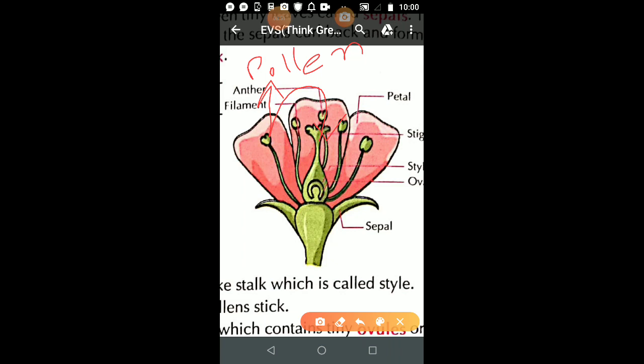What does it mean? You are sitting with your rough copy, draw a picture of a flowering plant and draw 4 or 5 flowers on the same plant. Are you understanding what I am saying? In your rough copy, draw a picture of a plant and on the same plant draw 4 or 5 flowers. Now what has happened?